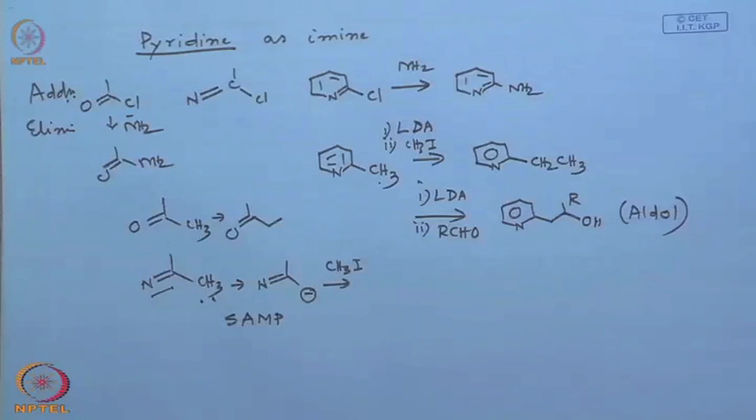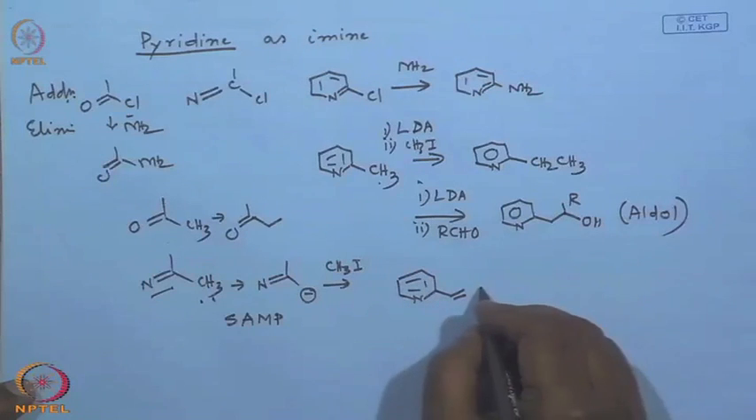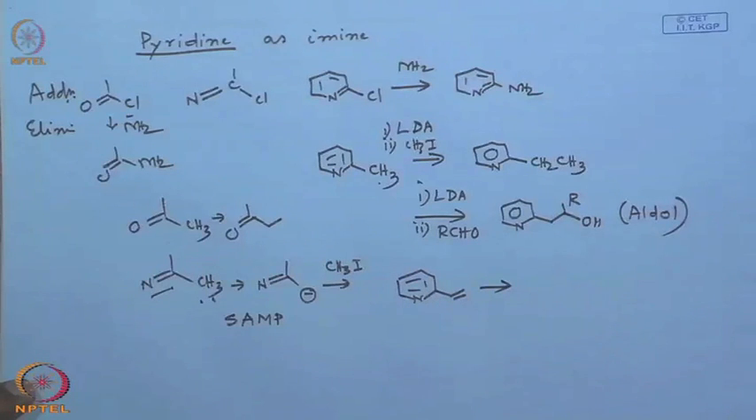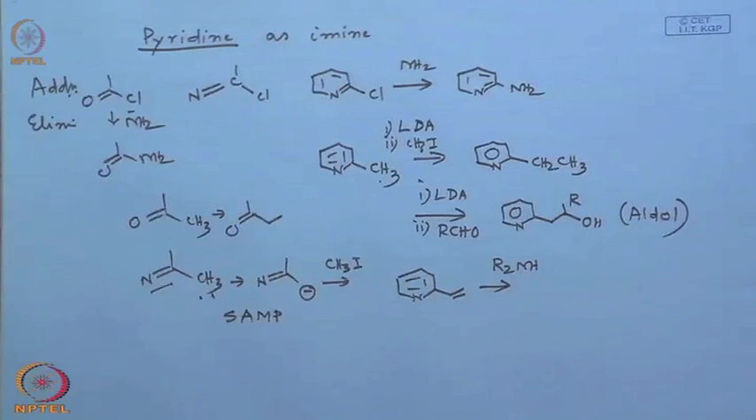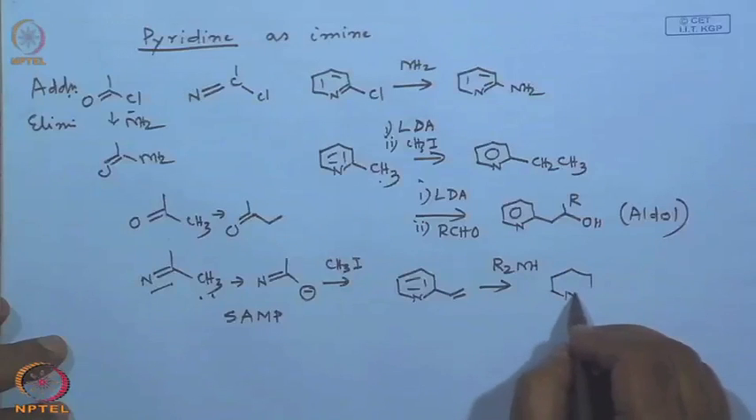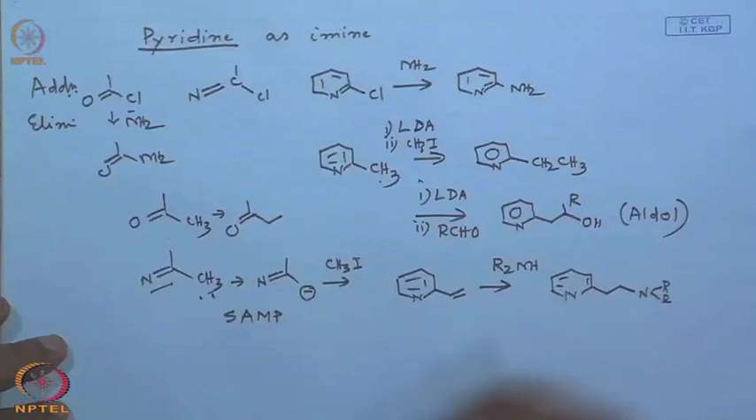That means, to prove that pyridine is an imine, there are other reactions. Like if you, let us say, react this vinyl pyridine, and then add, let us say, R2NH. Now no catalyst, nothing. That means both are now nucleophilic. Amination to the double bond, right? Perfectly all right. That means it's a sort of a Michael addition kind of thing. So what you'll see is R and R and Michael addition.